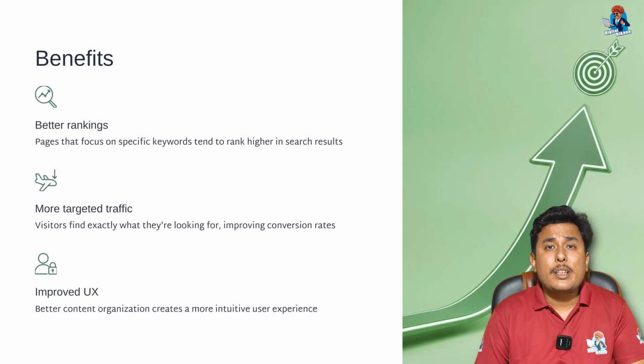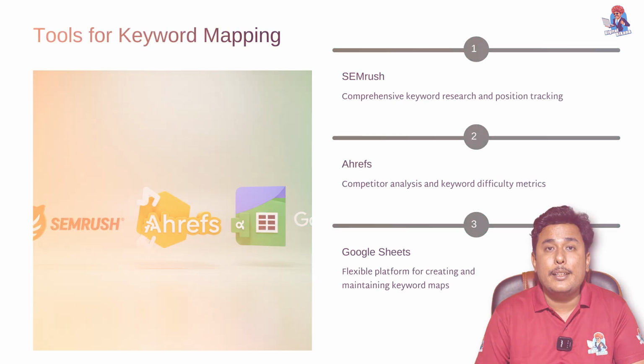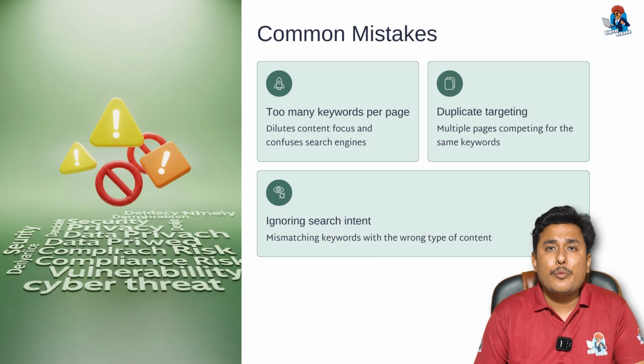Keyword mapping improves SEO efficiency, boosts click-through rates, and provides a better user experience by matching content with the intent. Tools like SEMrush, Ahrefs, and Google Sheets can help you organize and track keyword assignments easily. Avoid assigning too many keywords to one page or targeting the same keyword across multiple pages without strategy.